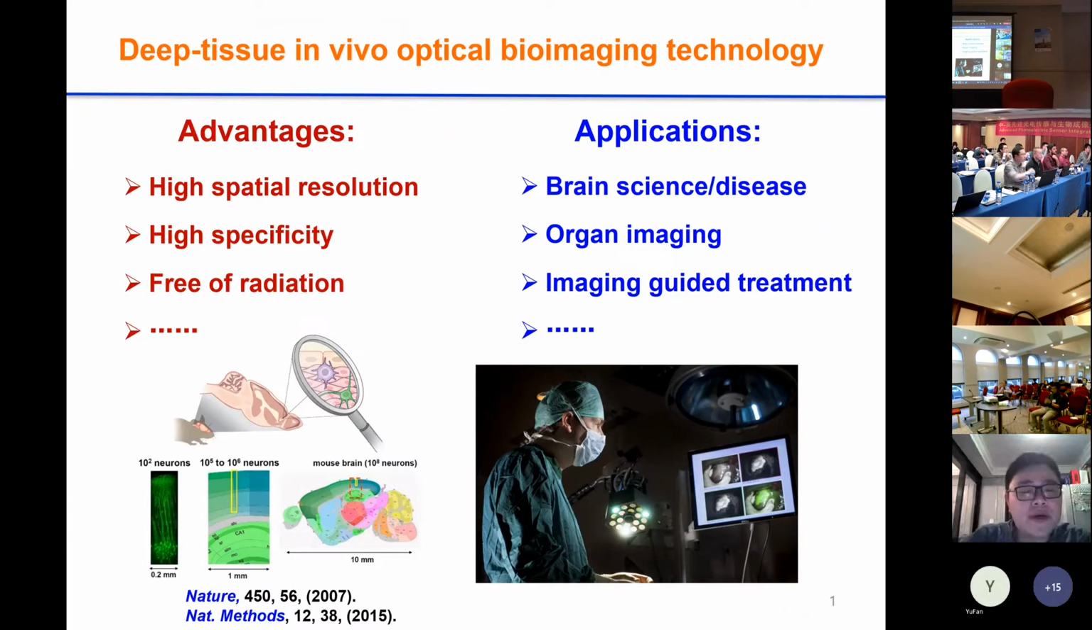In our group, we mainly focus on deep tissue in vivo optical bioimaging technology. Why optical? Because optical has lots of advantages, for example, high spatial resolution, high specificity, and freedom from radiation. Our aim is to achieve deep tissue visualization, because this technology can be used for brain science study, brain disease diagnosis, organ visualization, imaging-guided treatment, and so on.